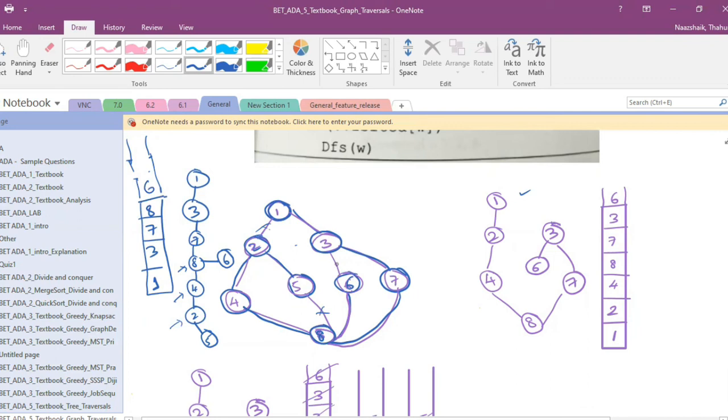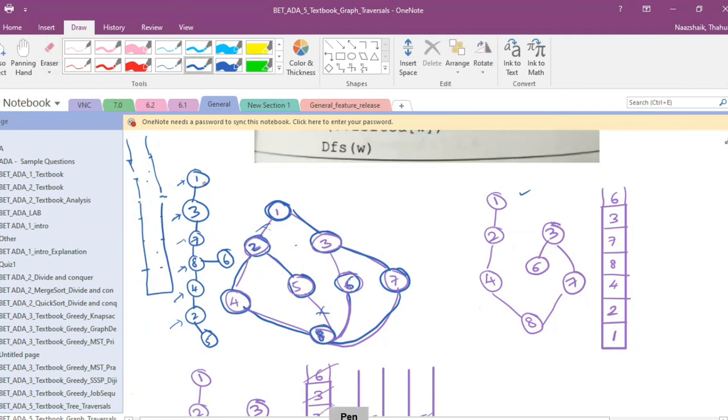Now check from six, any possible routes? Yeah, there are, but three is taken. So I can't go anywhere else from six. Eight, we checked. Seven, go back to seven and check. All routes are taken. Right, go back to three and check. All nodes are taken. And finally go back to one and see any other route possible. No, all routes are taken.